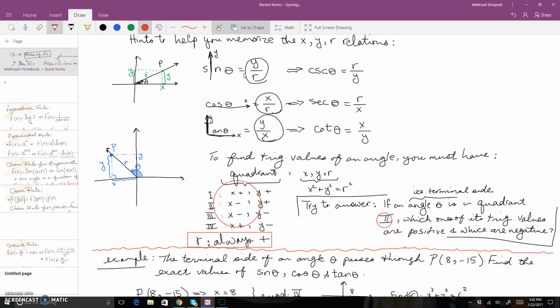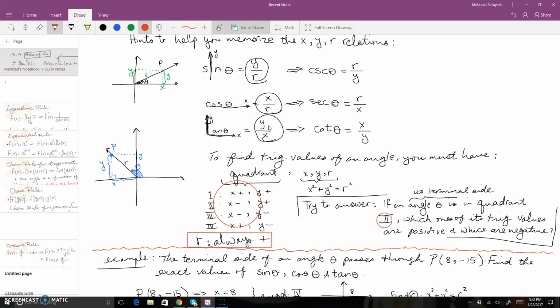So if I'm determining the sign, S-I-G-N, of sine of theta, then it depends on the y coordinate of the point. Is it positive or is it negative? Well, we see that in quadrant 2, y is positive, therefore sine of theta is positive. Cosine of theta, we know that it's x over r, and r is always a positive value. So the sign of cosine of theta depends on what x is, if it's positive or negative. We see that in quadrant 2, x is negative, therefore cosine of theta is negative.